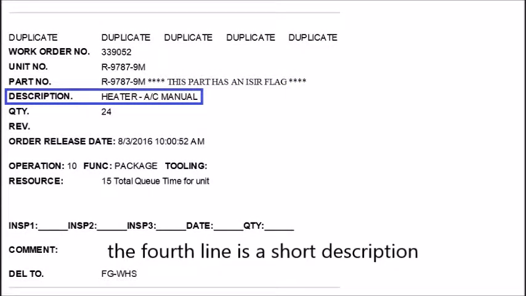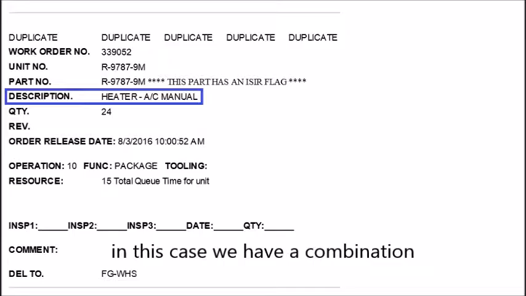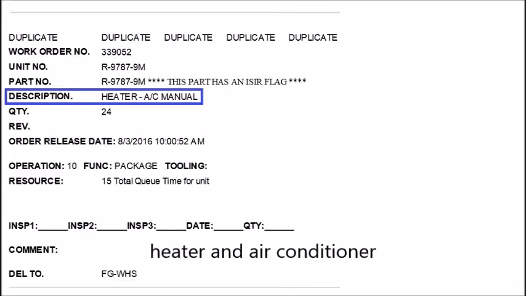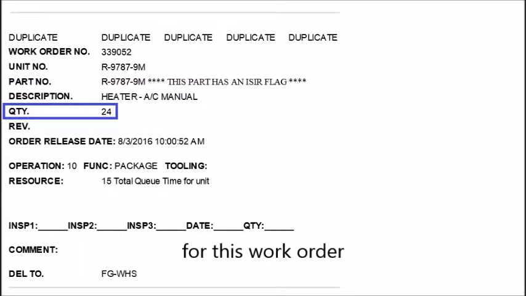The fourth line is a short description of the part. In this case, we have a combination heater and air conditioner. Then we have the quantity of parts for this work order. This is how many parts you'll be making for this job.